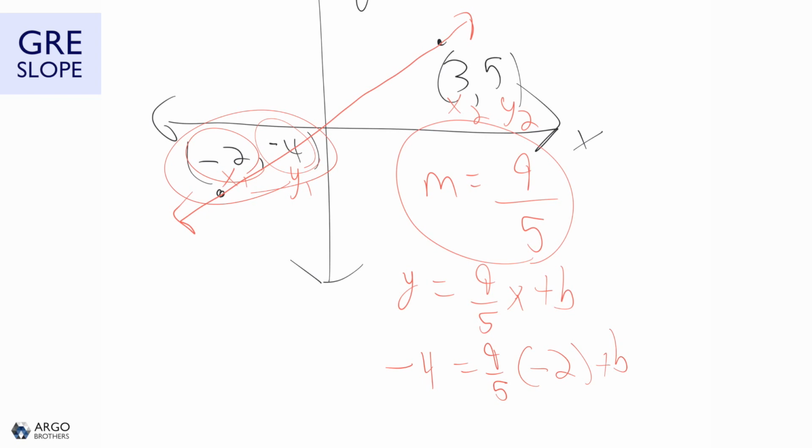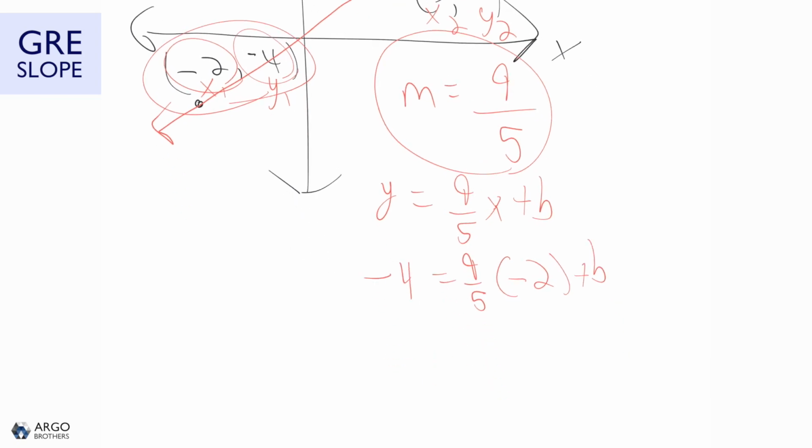So let's solve for b. We have -4 equals negative 18 over 5 plus b, and b would equal negative 2 over 5. You can just use your skills of solving for variables in linear equations to find that. So b equals negative 2 over 5.